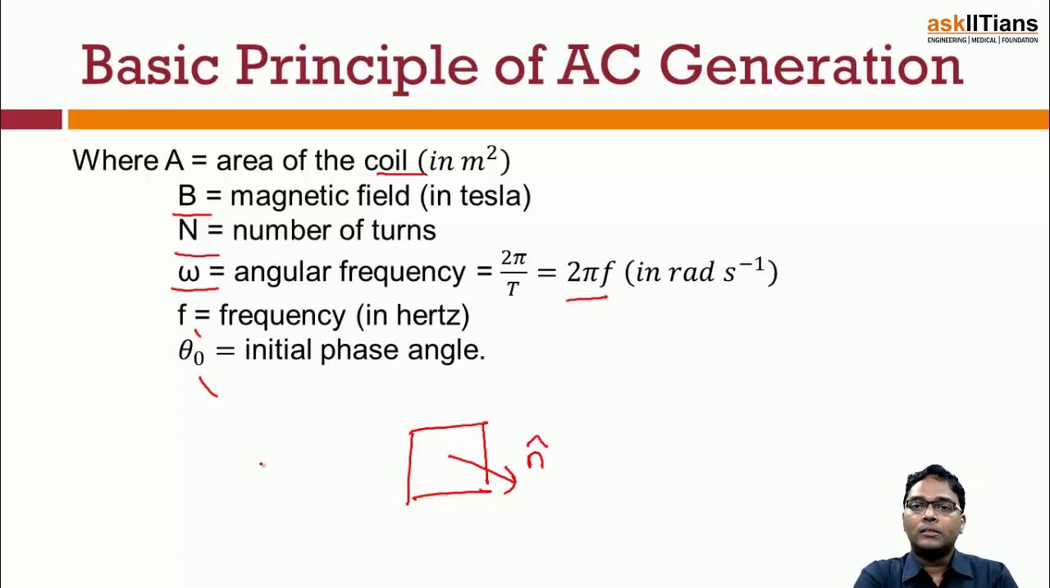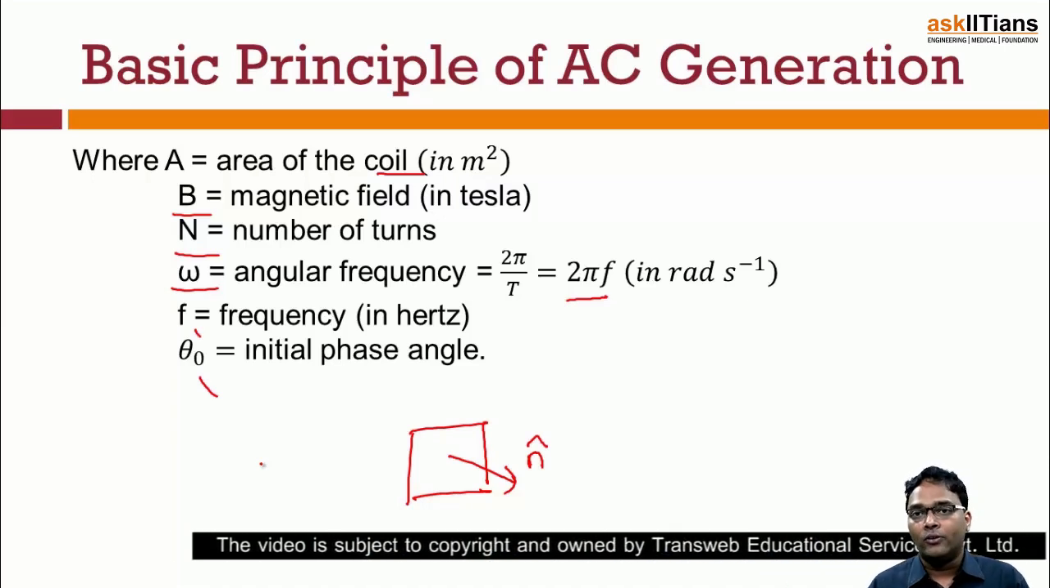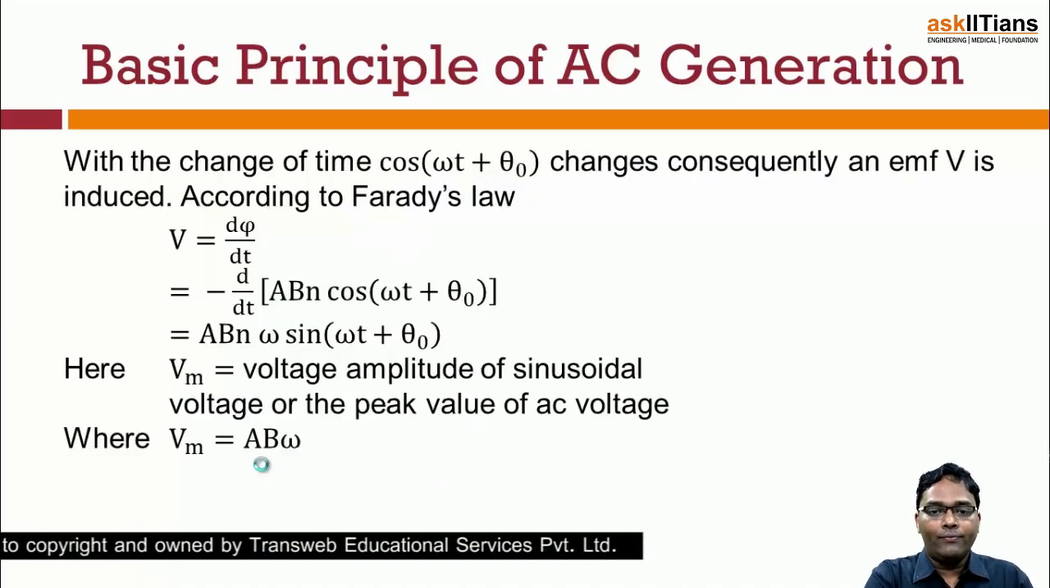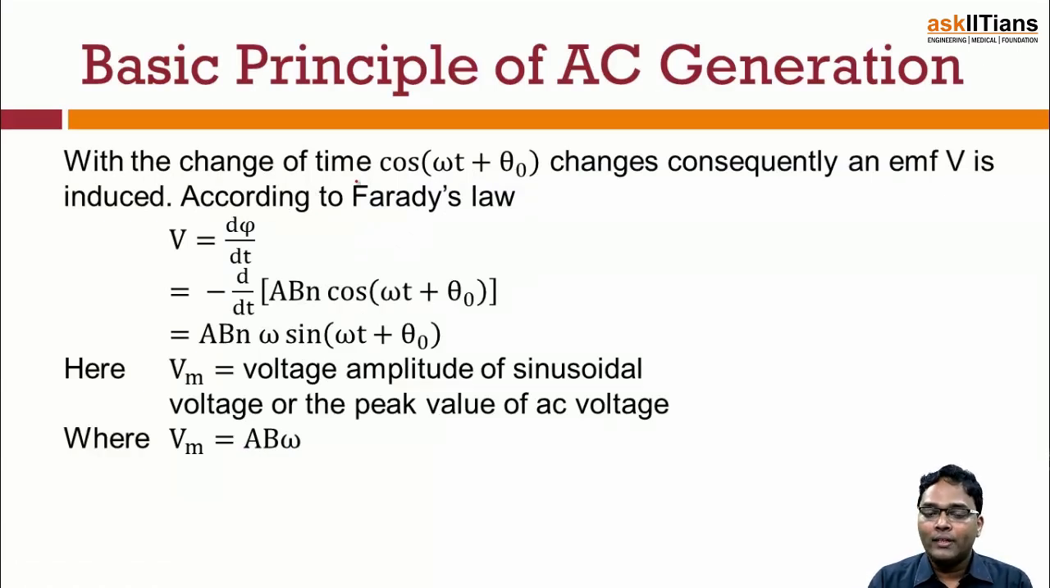Okay, so this is broadly speaking the basic principle of how AC is generated. Alternating current is generated when the coil rotates. When the coil rotates in a magnetic field, there is going to be a flux change, so the flux produces an alternating value of current. Going further, let's try to understand how exactly it works. With the passage of time, cos of omega t plus theta naught changes, and as a result there is going to be a potential difference V which is produced.